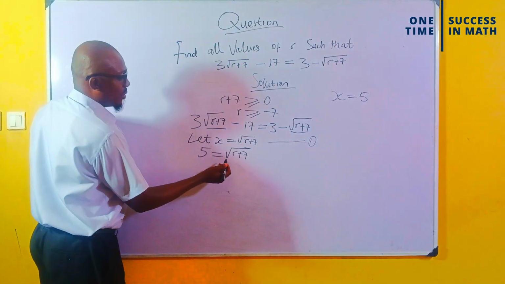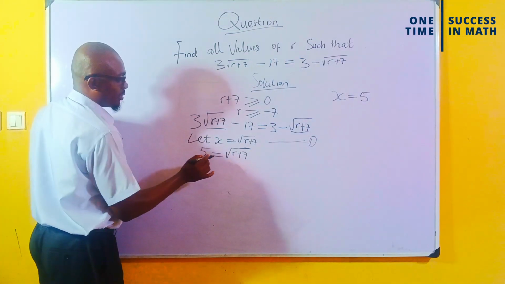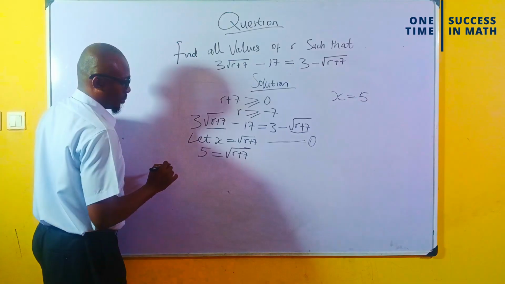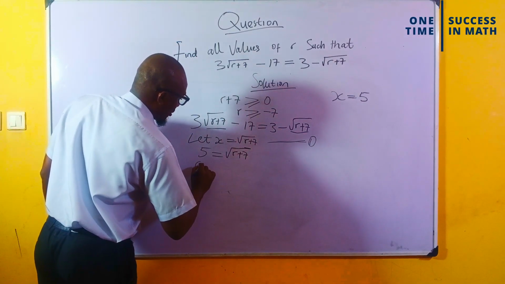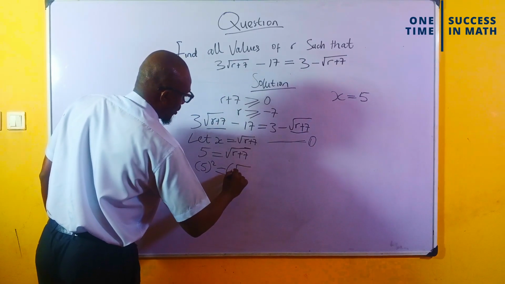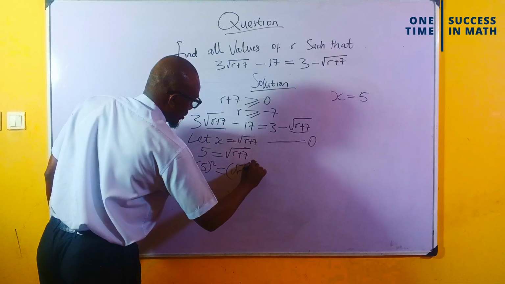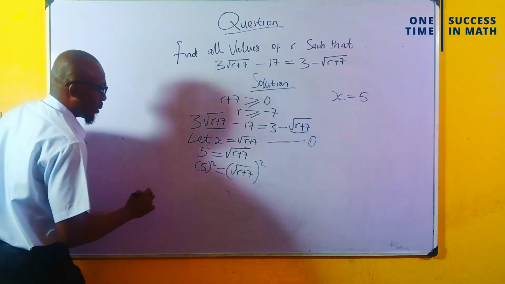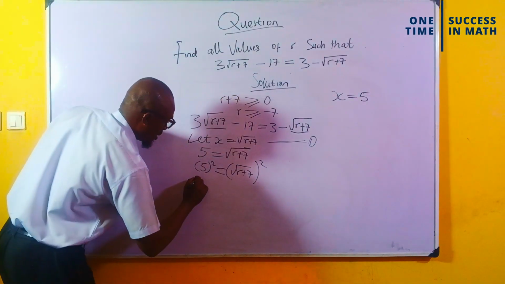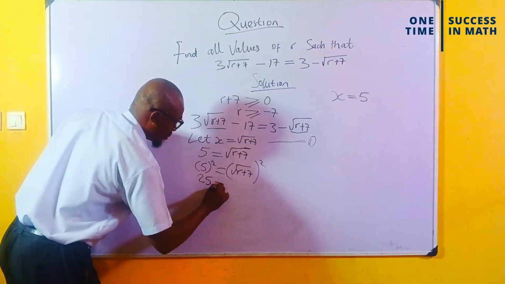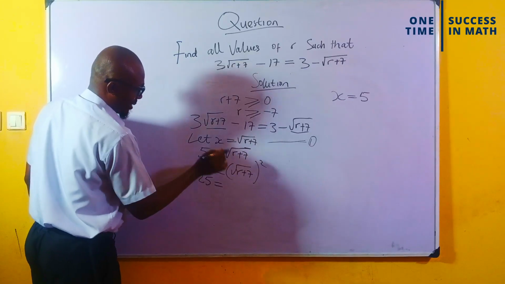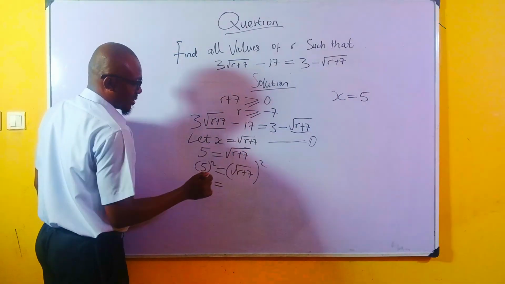How do we do it? We now need to remove this radical covering this r plus 7. So what do we do? We square both sides. Squaring both sides means 5 squared is equal to root of r plus 7 squared. Squaring both sides will give us 5 squared, which is 25, equal to root of r plus 7 squared. We'll remove this radical. This square will cancel out this radical.